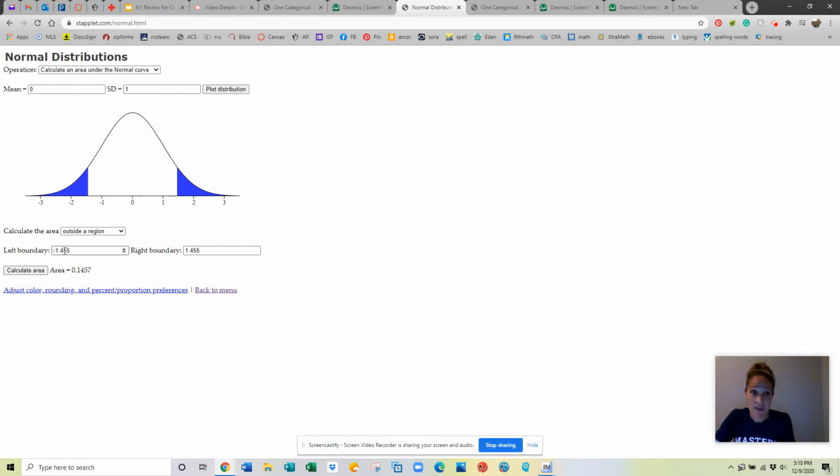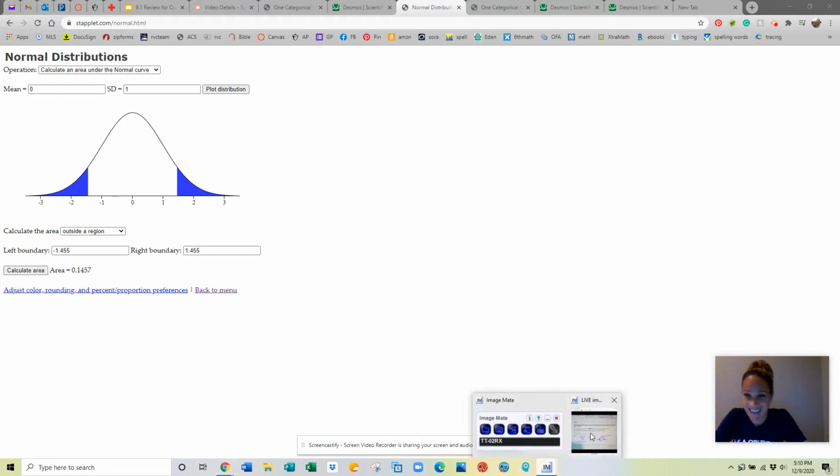This value right here is not necessarily in the context of any problem. That's my standardized value. That tells me how far that test statistic is, or that is the test statistic. It tells me how far my statistic is away from the null hypothesis, from that parameter that we're testing.